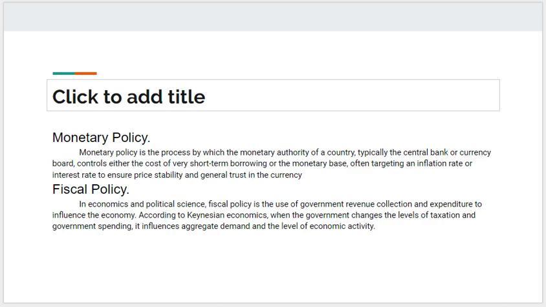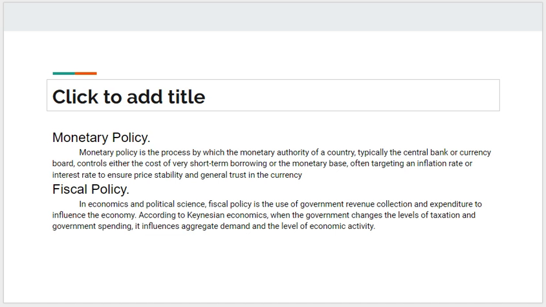And there are two policies that can affect unemployment. First, monetary policy is the process by which the monetary authority of a country, like a central bank or currency board, controls either the cost of very short-term borrowing or the monetary base, often targeting an inflation rate or interest rate to ensure price stability and general trust in the currency.